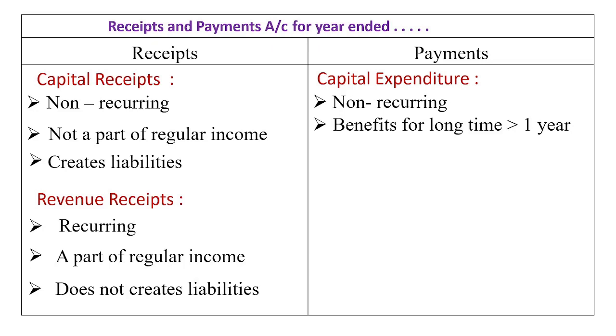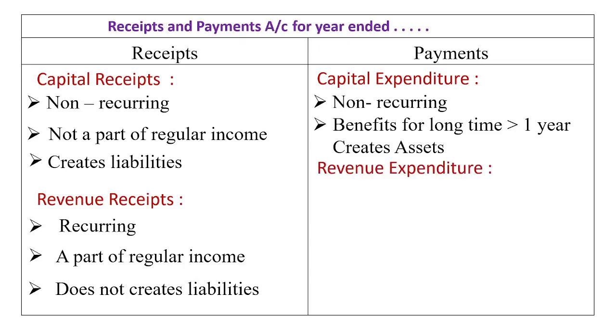For example, suppose we have purchased furniture, then the benefit of furniture is received for a long period of time. Hence, furniture is a capital expenditure. And third thing is that it creates assets. So all the expenditure made on the purchase of assets is called capital expenditure.